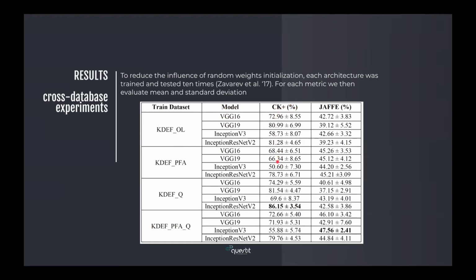We can see that the results on the CK Plus and Jaffe are completely different. The accuracy value in the CK Plus is quite high. In the Jaffe, no, they are bad, very bad. This fact shows the importance of testing the models in at least 2 different databases, because we use this cross dataset protocol.